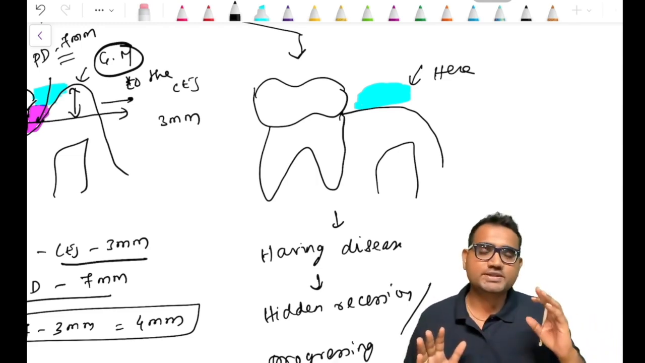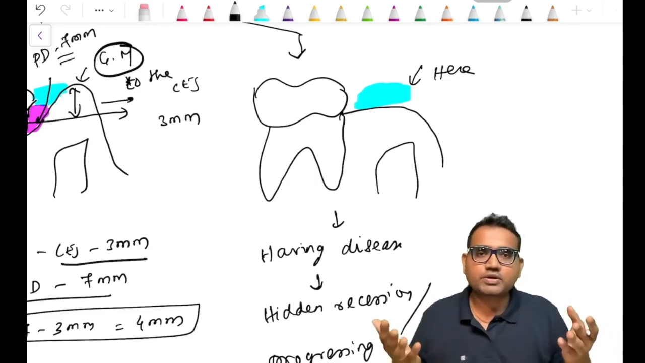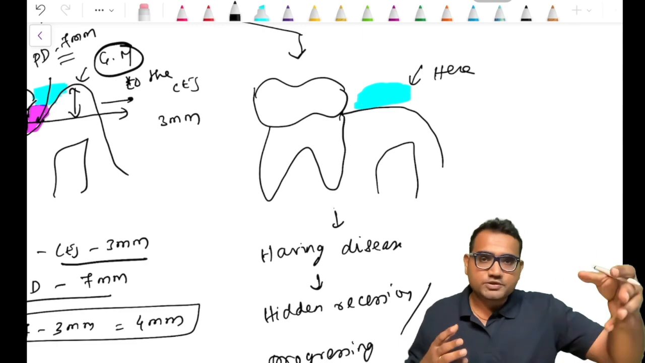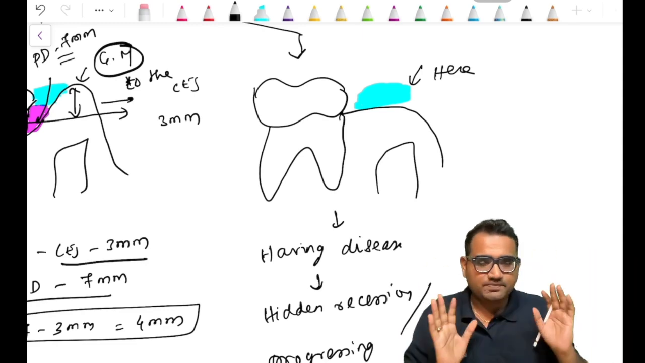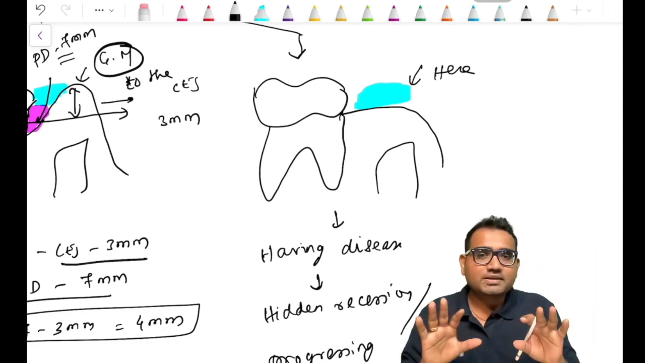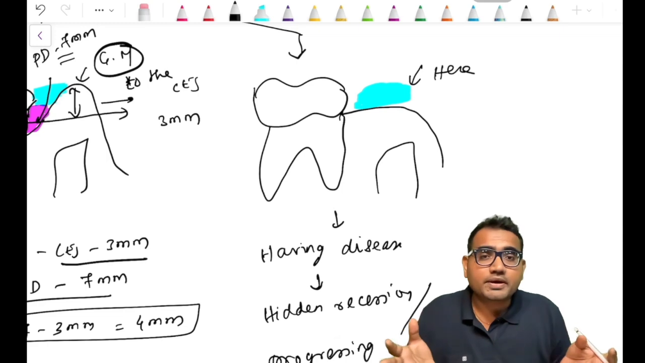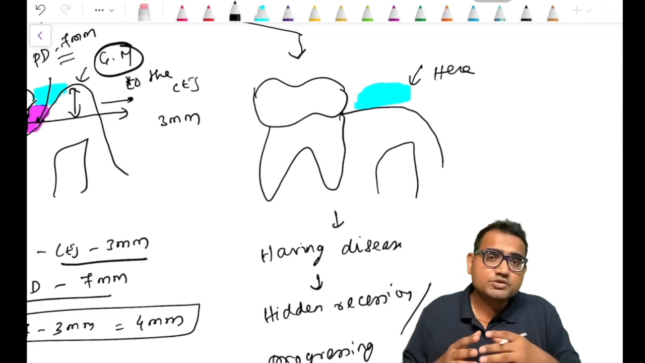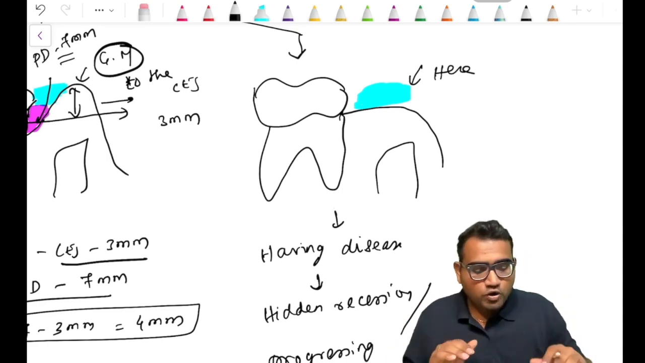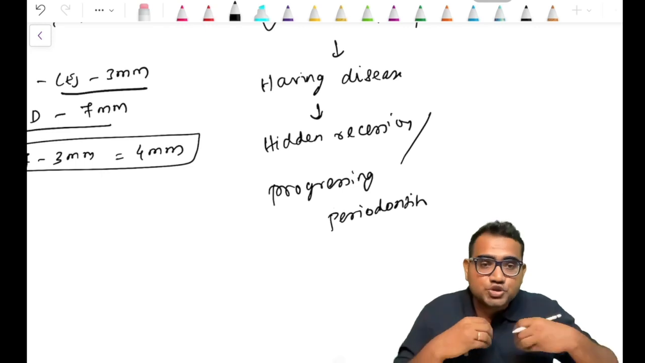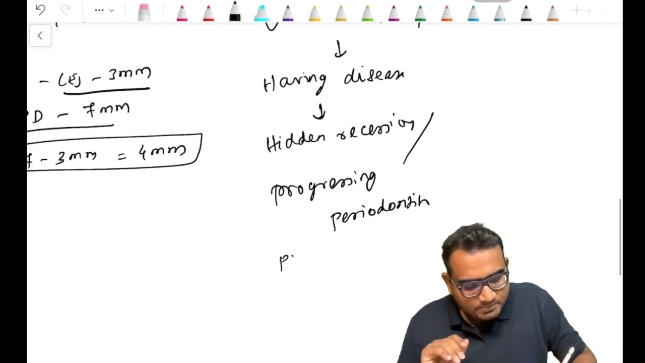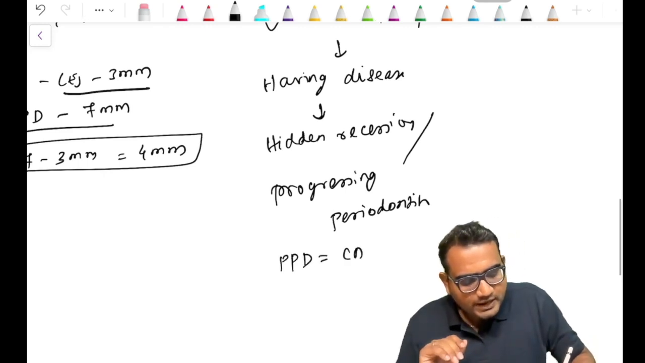It keeps on progressing. It is like 5 people starting a running race. We don't know who will come first. It is in a very similar situation. The disease has started, and I'm not sure when it is going to end, or whether it is going to progress rapidly. So at this point, what I am doing is I'm assuming PPD is equal to CAL.